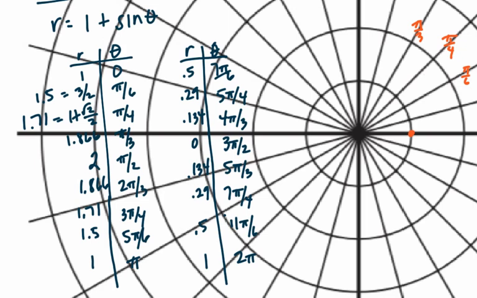And then we have a radius of 1.5 for pi over 6, so that'll go here. At pi over 4, we're at 1.71. At pi over 3, we're at 1.866. At pi over 2, we're at 2. And then we're back to 1 point. This is our 2 pi over 3. And this is 3 pi over 4. And this is 5 pi over 6. So at 2 pi over 3, we're back at 1.866. And then 1.71. And then 1.5. And then we're back to 1.